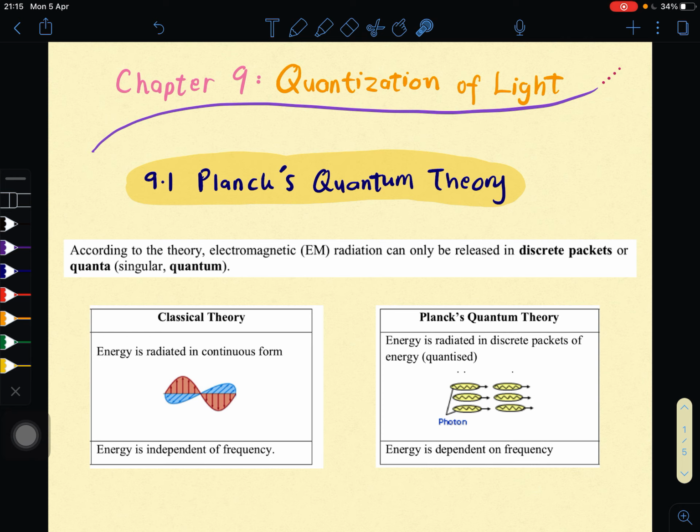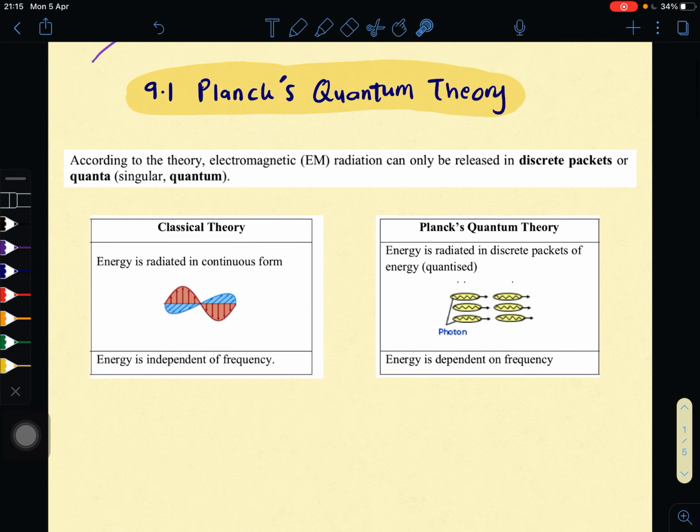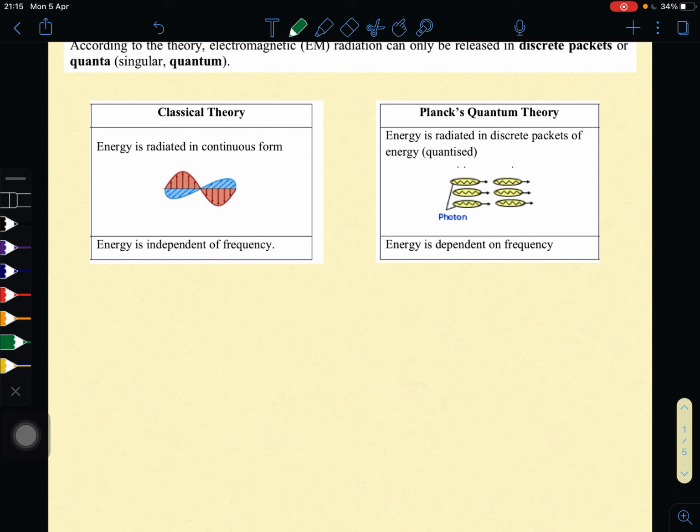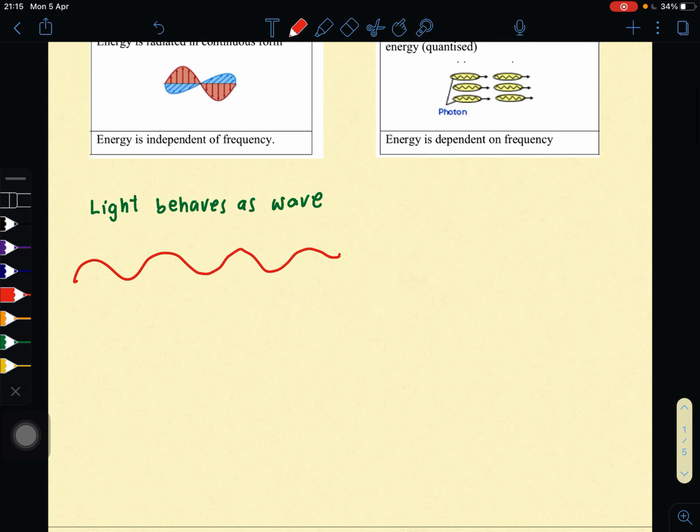Okay, so before I can talk about this theory, let's go back to Chapter 8. In Chapter 8, we have learned that light behaves as a wave. I have mentioned this before. So you know that this is the shape of a wave, where if we have light coming from a source, let's say this one is a flashlight. So for example, this is a flashlight, and then there is light coming from this flashlight.